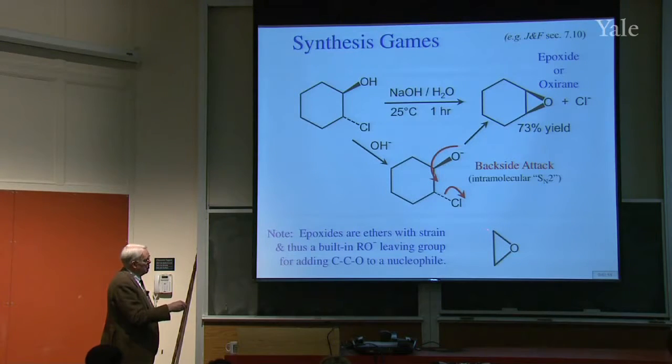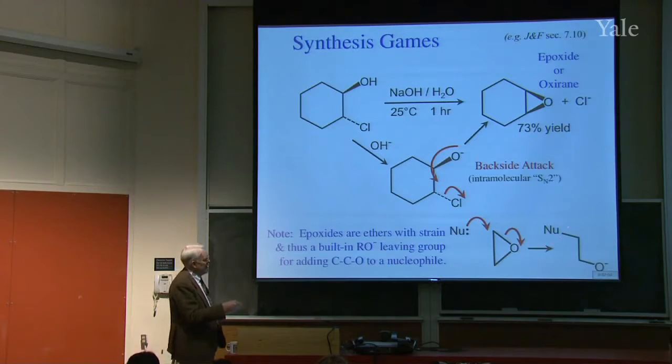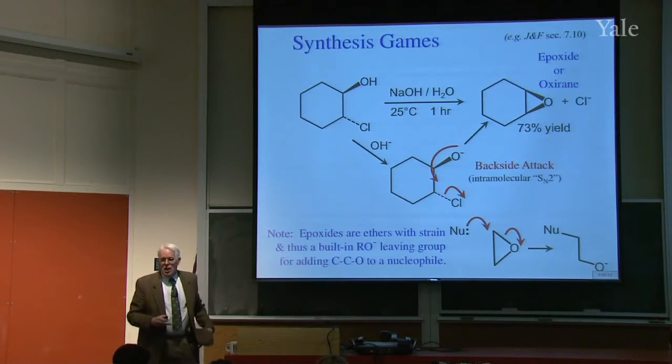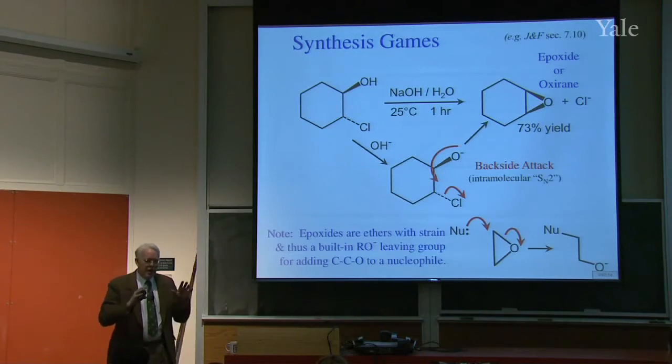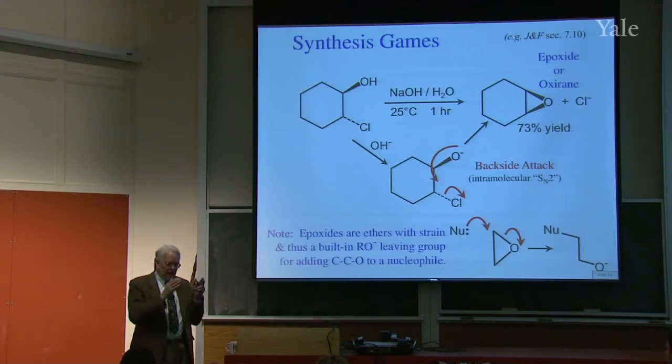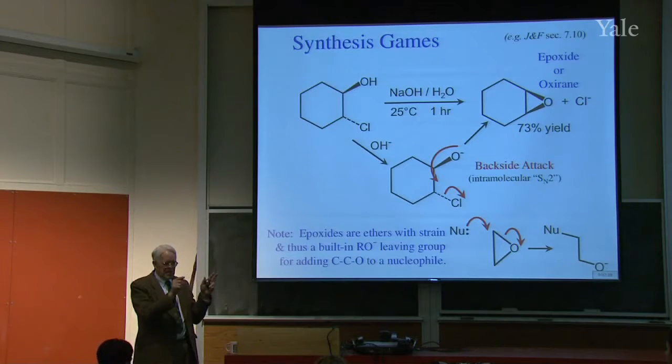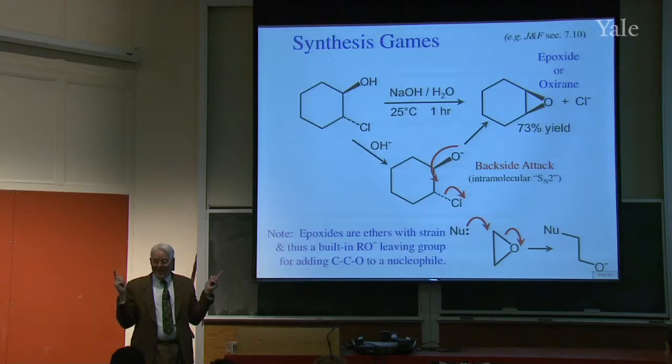attack here with some nucleophile, break the bond, the O minus comes away, and this gives a way of adding CCO to a nucleophile. So you bring some nucleophile in, and it adds to the nucleophile 2 carbons and then an oxygen. So synthetic chemists often think, if I want to get this product, that's something plus CCO. How could I do that? Ethylene oxide, right? That epoxide can do it.